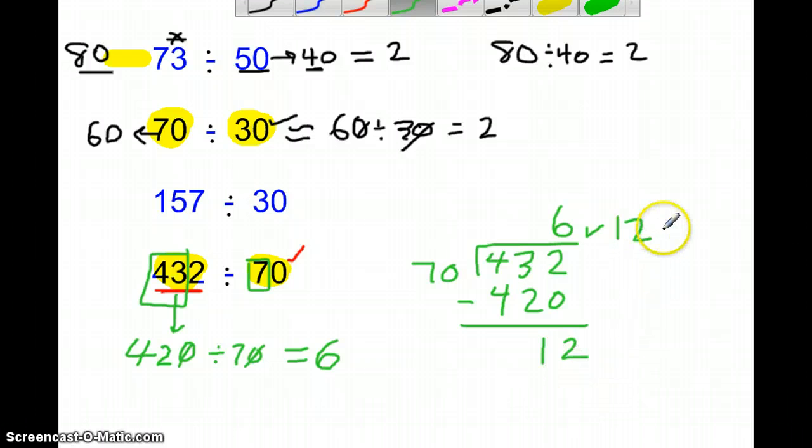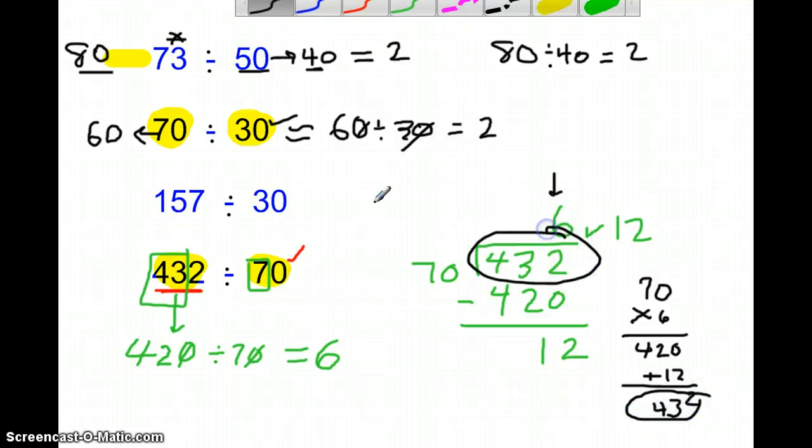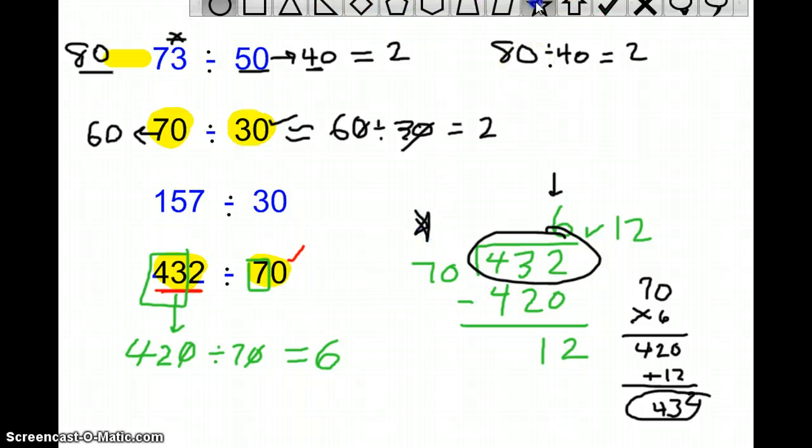So how do we check ourselves? How do we make sure we're right? Well, we would take our divisor, 70, and multiply it by our quotient, 6, and we would get that 420. And then we add in the remainder, and we see that we get 432, and we know we are correct. Hooray for us. Yay.